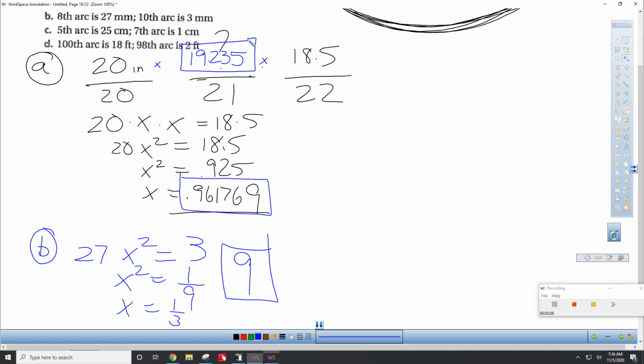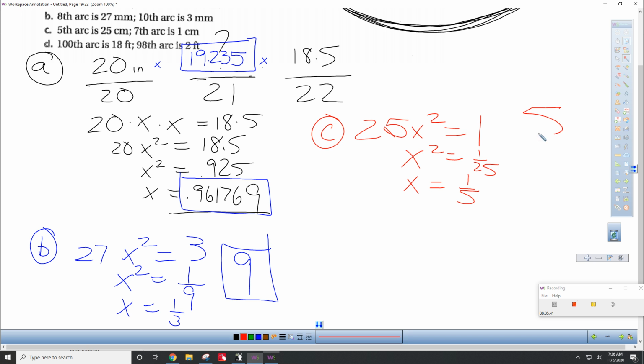So now let's go over and do C over here. What's the equation for C going to be? 25x squared equals 1. So x squared is 1/25, and after square rooting it, it is 1/5. So then the next term in C should be 1/5 times 25, which is 5. The weird thing here is that A was the hardest one.